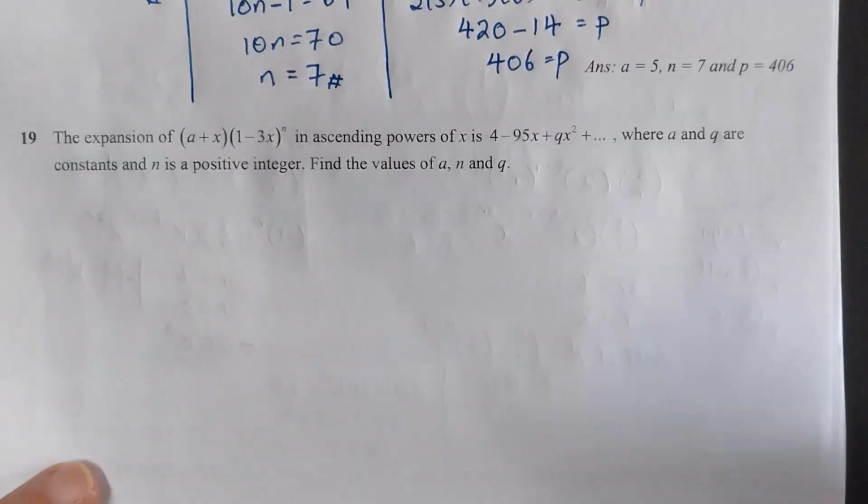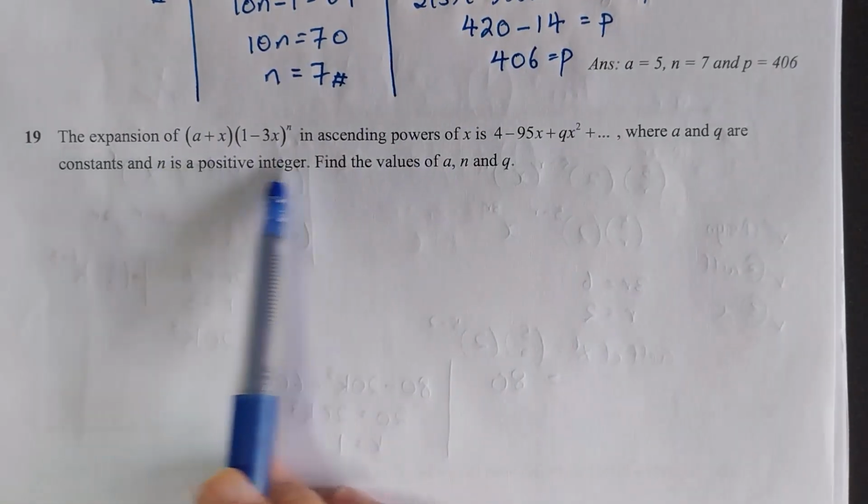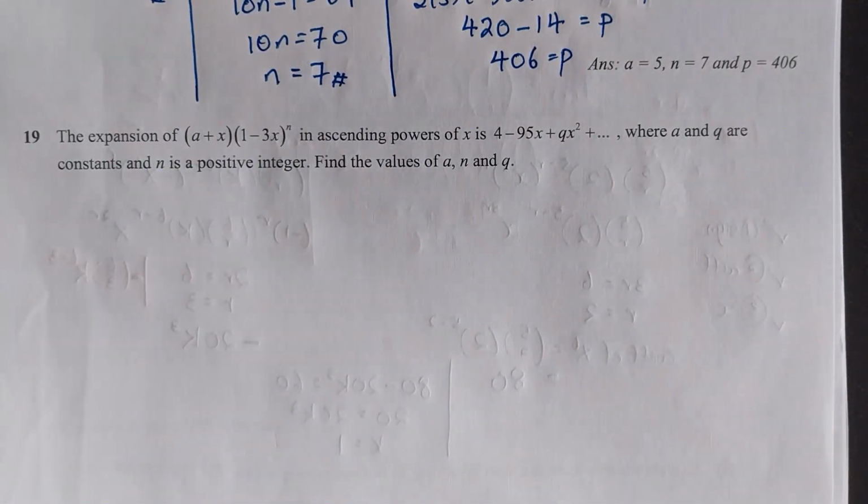Now see if you can work out the next similar question on your own. And you should be getting this answer here. And this concludes the chapter of binomial theorem.